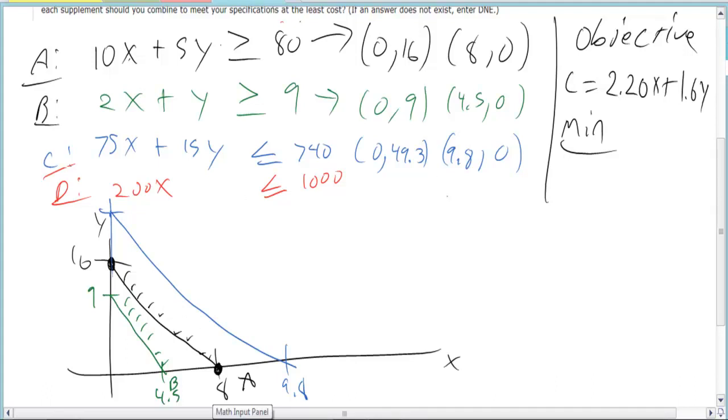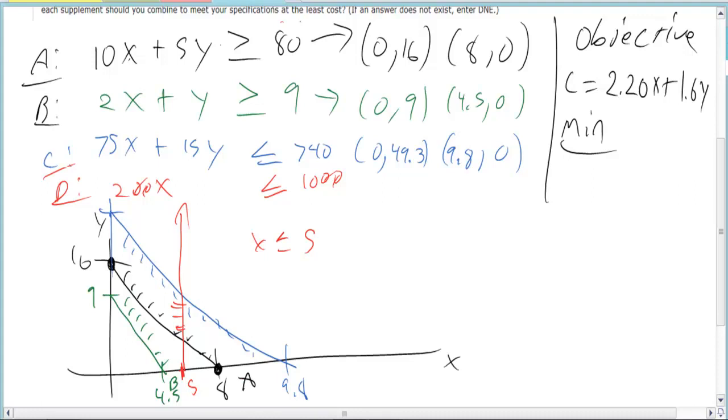Then equation C, when we put in 0, 0, it's less than, so it's going to be shading down. So this one's shading into here. And then last but not least, equation D. Equation D is relatively easy because when you just divide through by your 200, you get x is less than or equal to 5. So therefore, we know somewhere between here and here, we're going to have the value 5, and x has to be less than, so it's shading in.